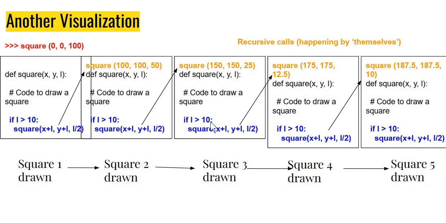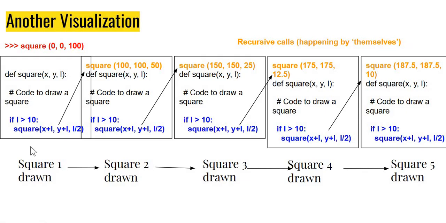Again, this function runs from top to bottom. The square gets drawn, and I call 175, 175, 12.5. The square gets drawn. I ask myself, is L more than 10? In this case, yes. I go and draw the square. Now L is no longer more than 10, and hence the recursion stops. But you notice that all 5 squares have been drawn, and each function basically exits out. Eventually, I'm here and I come out of this.